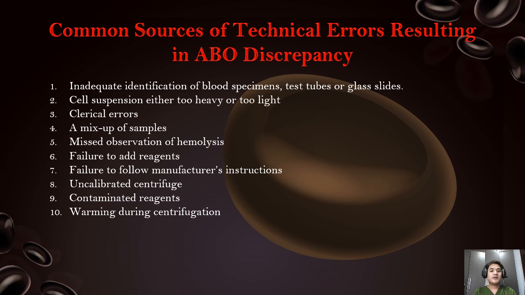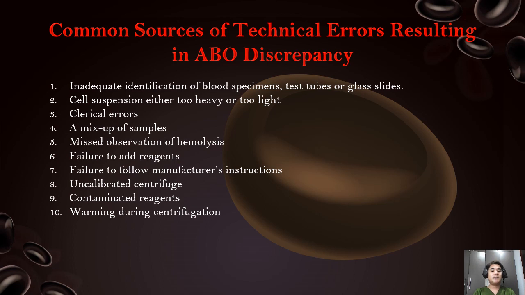Clerical errors, which may also include improper identification of the patient sample for testing, mentioned seconds ago, and improper recording of results. For example, when there is an observed agglutination but you have mistakenly written a negative result instead of a positive agglutination result, then it will lead to a clerical error.